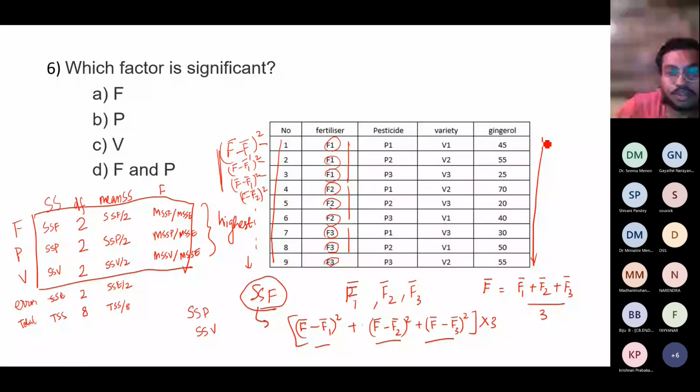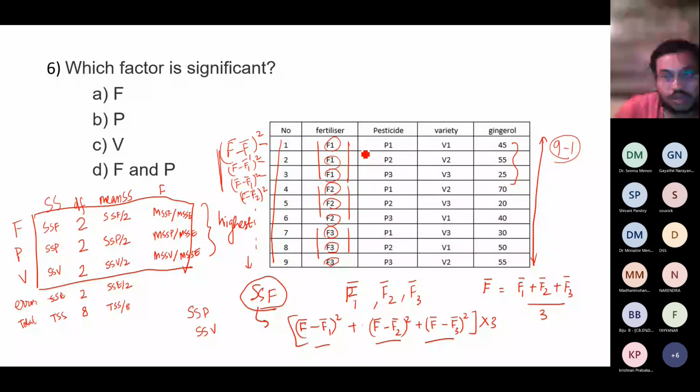But in the case of fertilizers, you have 3 groups of fertilizers, F1, F2, F3. So even if the values that you get here are different, they are in some way related to each other. They are not independent of each other. All these 3 values are coming because we are using F1.